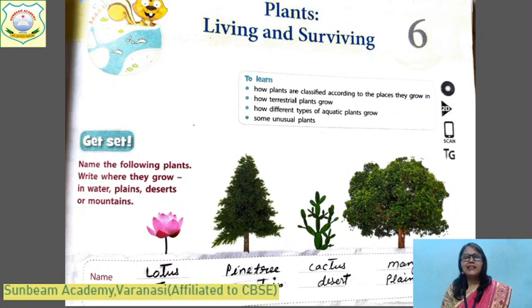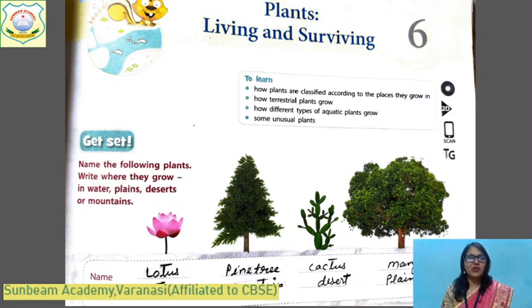Yes, children, in this lesson what we have learned? We have learned that plants are classified according to the place they grow. Plants that grow on land are called terrestrial plants, and the plants that grow in water are called aquatic plants. Yes, children, as our land is present in different forms, somewhere there is plain, somewhere there are hills. So plants grow on these different places also.